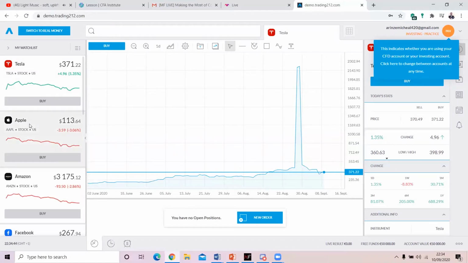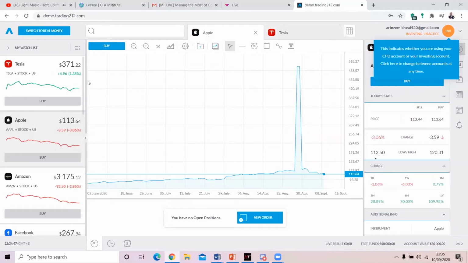So as you can see, there's Tesla, because that's what's being picked. You can choose between different stocks, I mean to say. So this is the graph for Apple stock. This is just a graphical representation of the price movement of a particular stock over time. So the case study here is Apple stock.